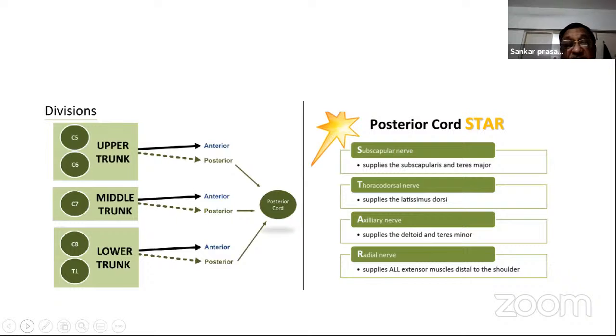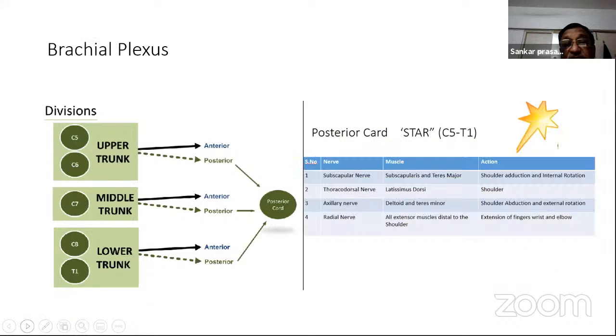So the posterior cord muscles can be remembered as STAR: the subscapular nerve, which supplies the subscapularis and teres major; the thoracodorsal nerve, which supplies the latissimus dorsi; the axillary nerve, which supplies the deltoid and teres minor; and the radial nerve, which supplies all extensor muscles distal to the shoulder. So STAR can be remembered as a mnemonic for the posterior cord.